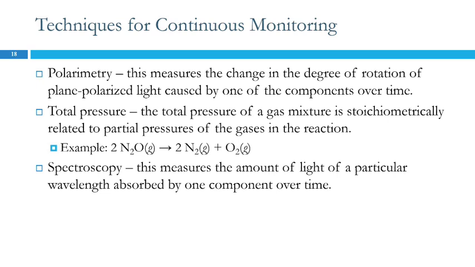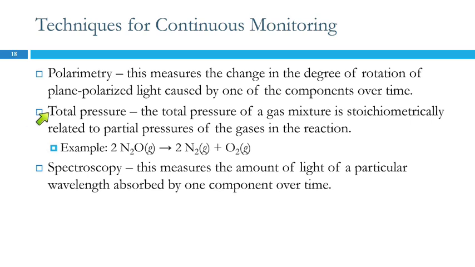So one way is called polarimetry. If you have one of the components being optically active, meaning it rotates plane polarized light, then you can measure the change in the degree of rotation. So sugars are like this. There's a D and an L version, and one rotates light to the right and one rotates light to the left. And so in the solution, you can measure how much the light is rotated, and that's related to the concentration of the thing. This is a very old technique.